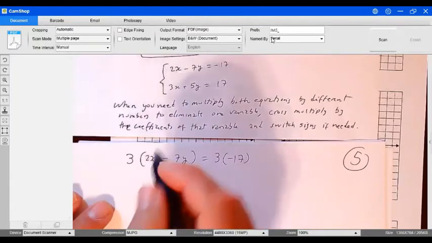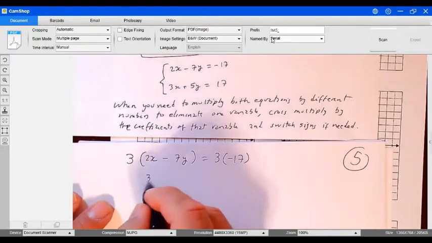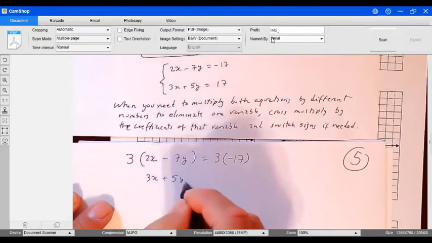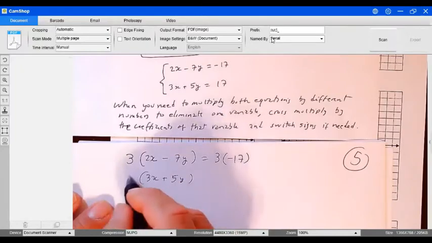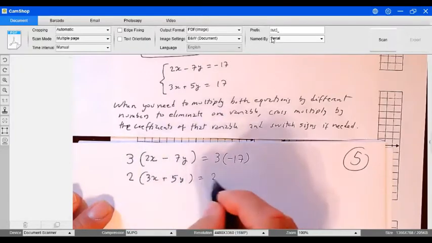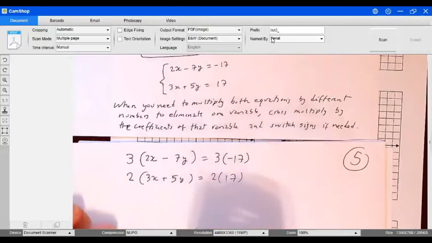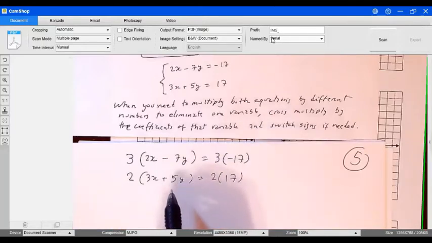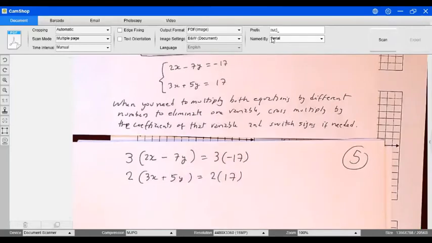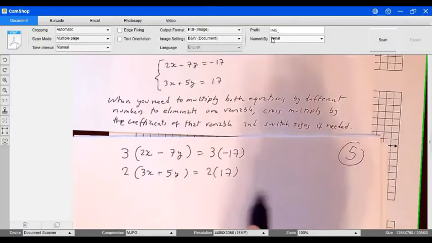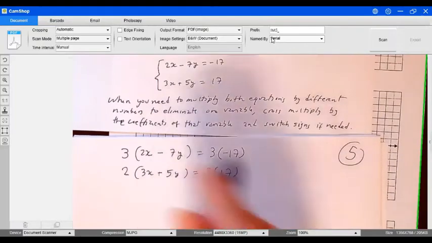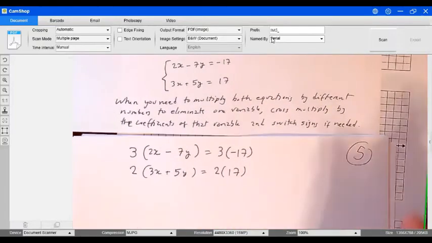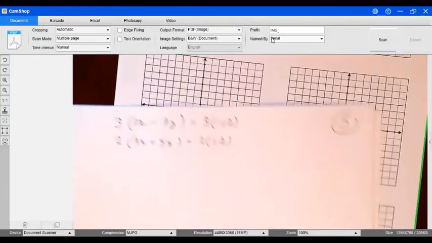And I'm going to multiply the second equation, 3x plus 5y, by the coefficient of x in the first equation. So I'm just cross multiplying the coefficient of x, and later I'm going to need to switch the sign of one of the equations to get the opposite signs for x. But yeah, I'm trying to eliminate x, so I'm using the coefficients of x. So let's continue with the operation.